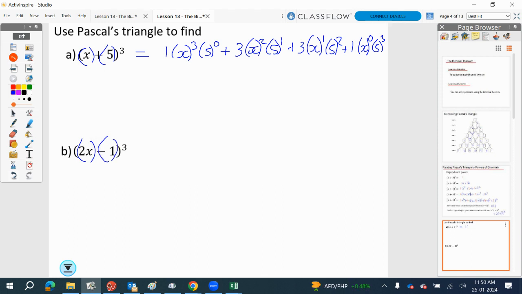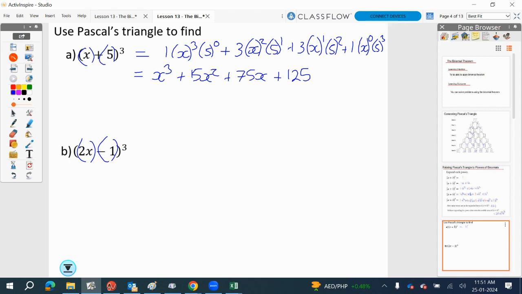Let's expand it now. This one's going to give us x cubed. Here we've got 3 times 5, so plus 15x squared. Here we've got 5 squared, which is 25. 3 lots of that is 75x. And this last one is going to give us 125.